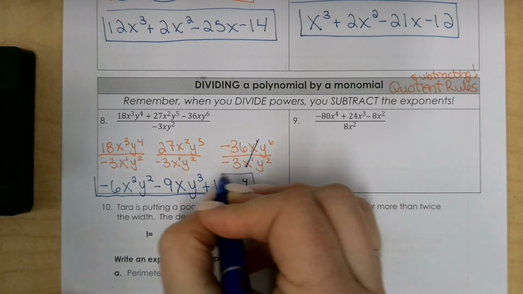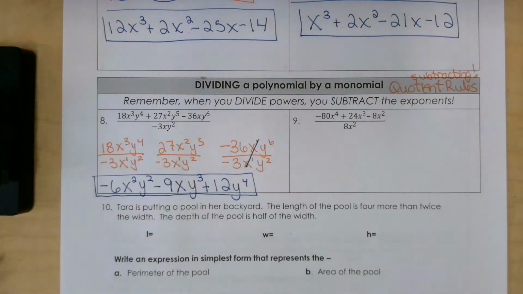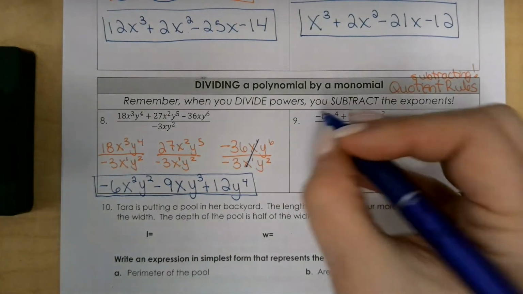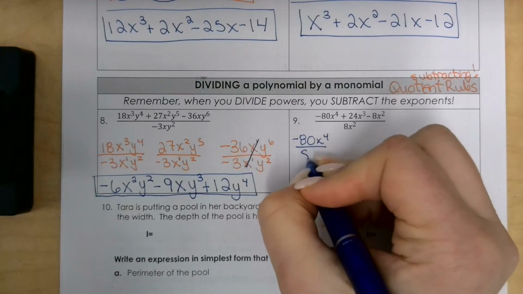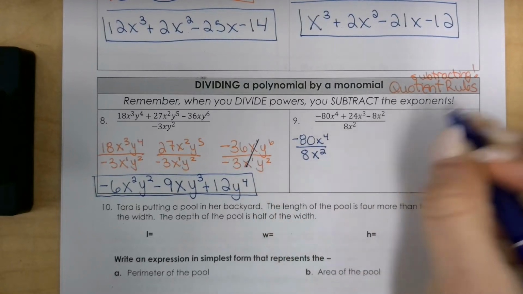So I think if you rewrite as separate fractions, it's quite clear what you're doing. So let's look at number 9, and I have negative 80 x to the 4th over 88, x squared.